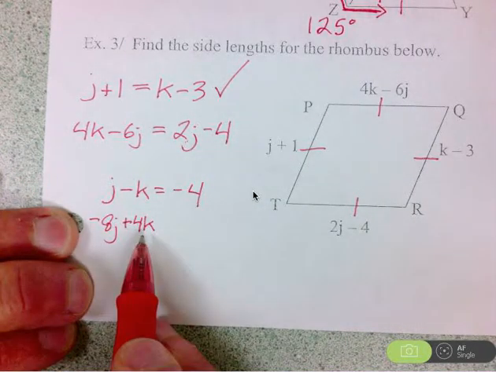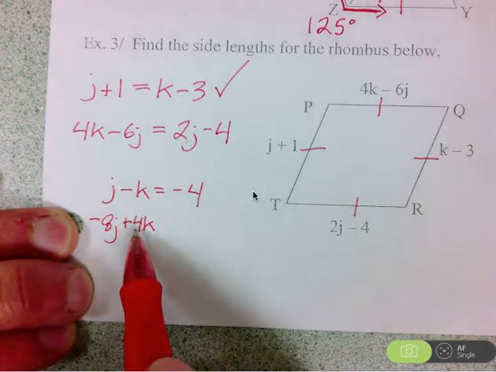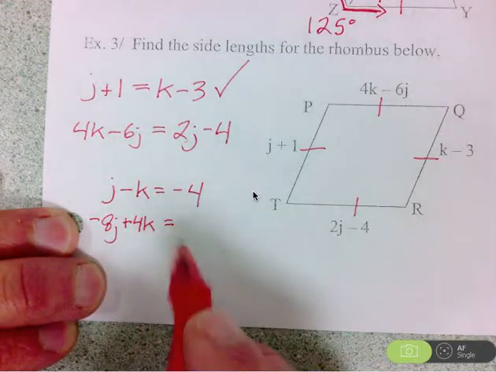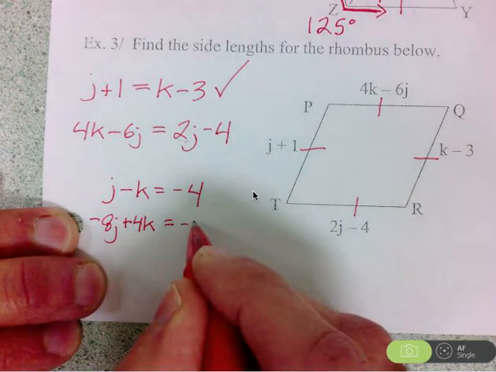And I changed the order there because I want the j's to be above and below one another, and the same thing with the k's. So then finally, on the right side here, again, what I have left is a negative 4.